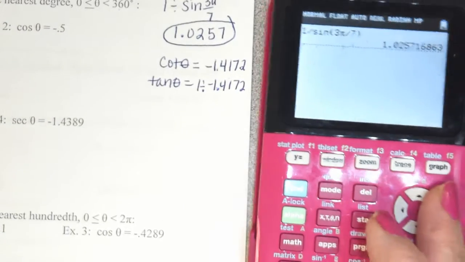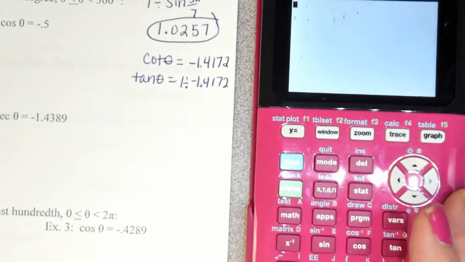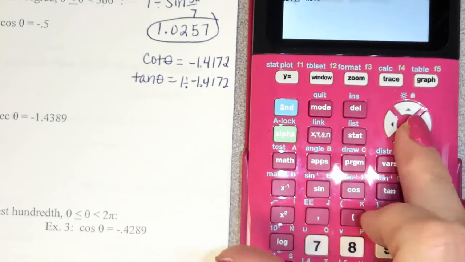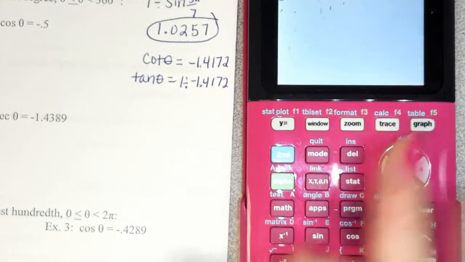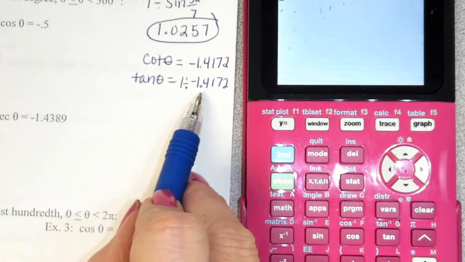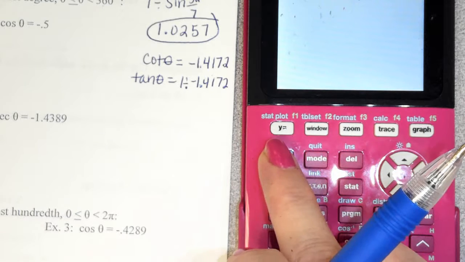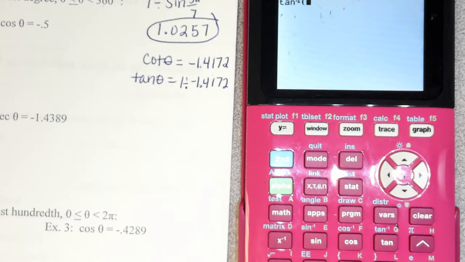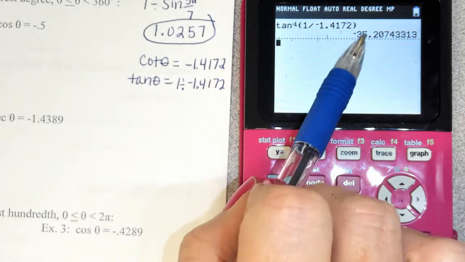I'm looking for an angle, not a ratio, but an angle. What do we have to push when we're looking for the angle? Okay, well, first I'm going to change into degrees. That's one thing. But also, if I'm looking for an angle, I don't type in tangent of this. What do we push? Second tan, or tan to the negative 1, inverse. So second tan of 1 divided by negative 1.4172. Push enter.